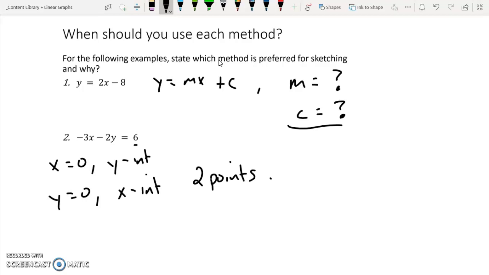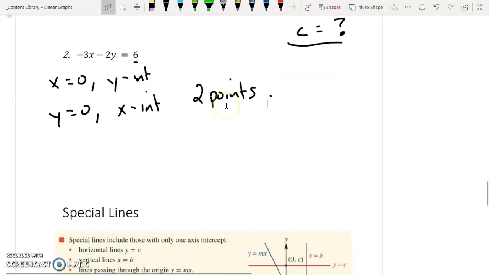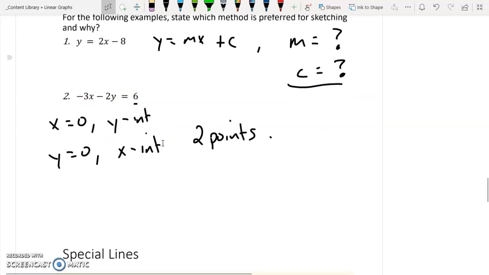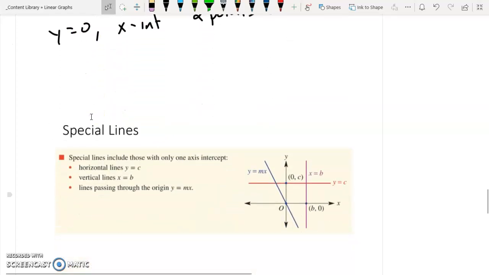So, yeah, practice both methods. You need to always be able to rearrange, because that will help us find the gradient of any line, but if it doesn't ask for that, and it's asked for a quick sketch, then you might just find the axes intercepts.